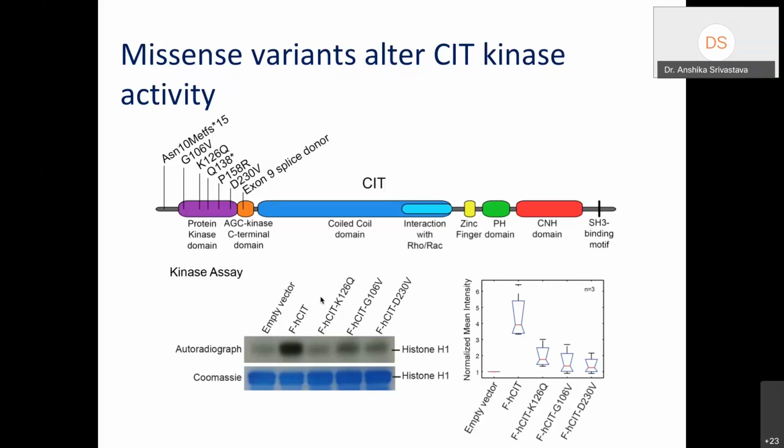And you can see over here the kinase activity of the missense variants was similar to the empty vector, whereas it was not affected in case of full length citron kinase. So this is the normalized activity, mean density, where you have empty vector and full length, and you have the missense variants.